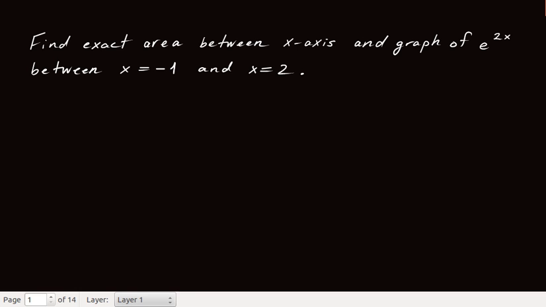Okay, let's give an example of where you can use the definite integral to compute, say, area. Here we're going to find the exact area between the x-axis and the graph of e to the 2x between x equals -1 and x equals 2.